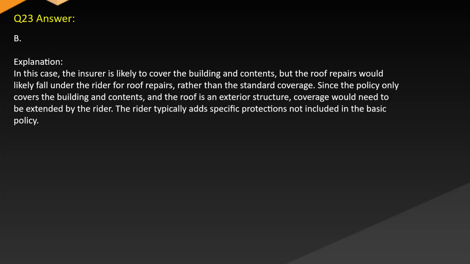Answer. B. Explanation. In this case, the insurer is likely to cover the building and contents, but the roof repairs would likely fall under the rider for roof repairs rather than the standard coverage. Since the policy only covers the building and contents and the roof is an exterior structure, coverage would need to be extended by the rider. The rider typically adds specific protections not included in the basic policy.